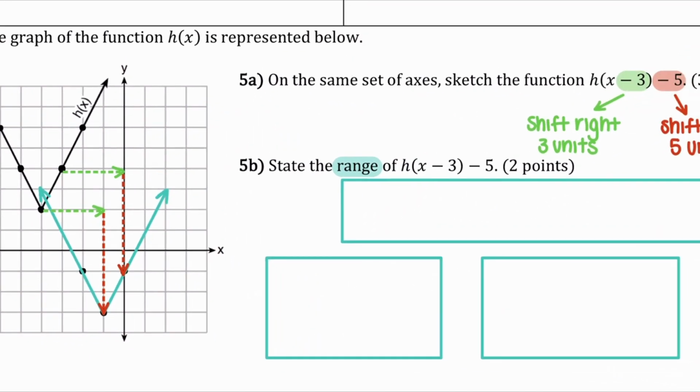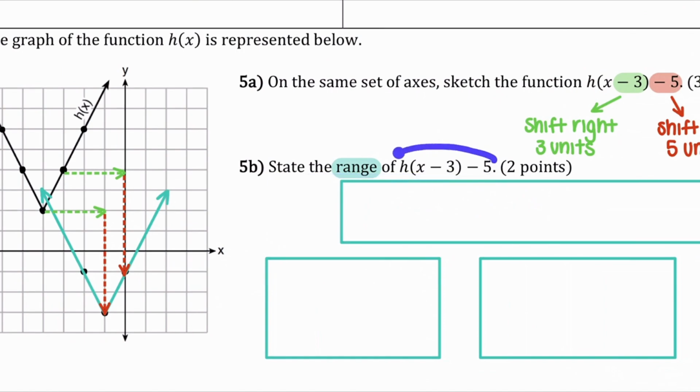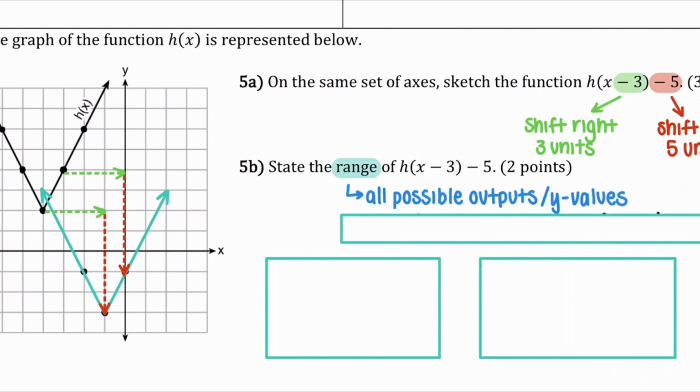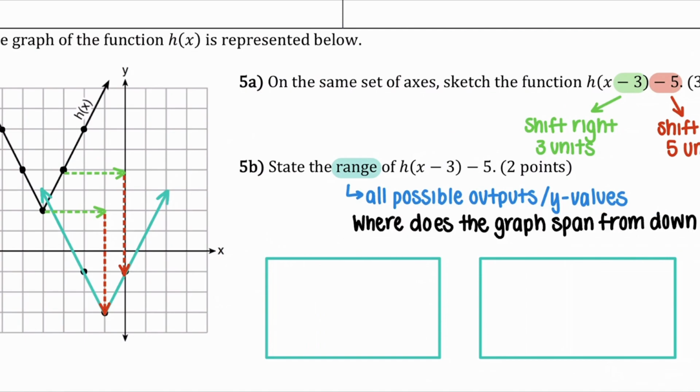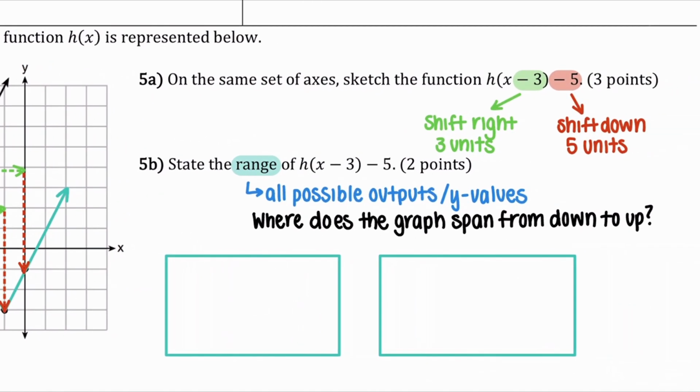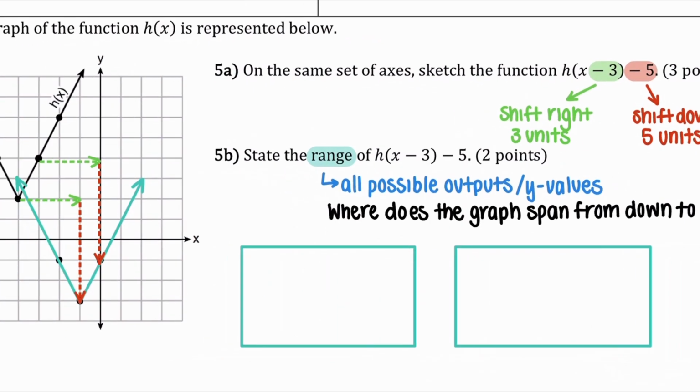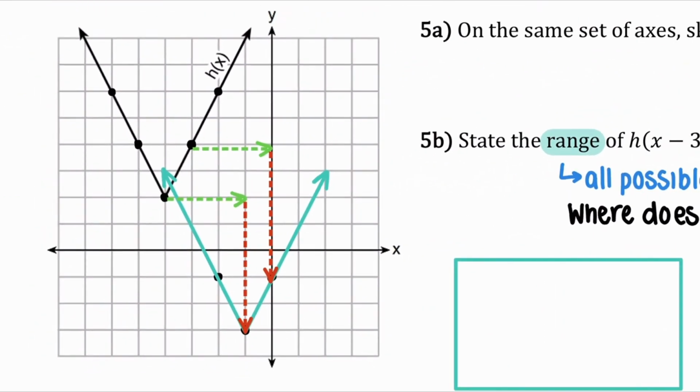And that's it. Now for 5b, they ask us to state the range of that new function that we just graphed. Once again, whenever we see range, we have to think, what does that even mean? Range is all possible outputs, or in other words, all possible y values of a given function. The question we should be asking ourselves is, where does the graph span from down to up? Because whenever we talk about domain and range, everything has to be from least to greatest.